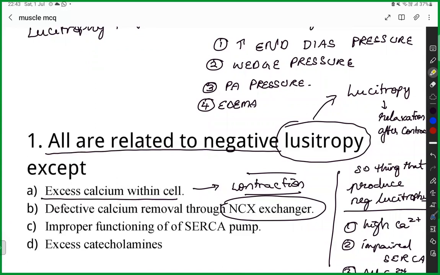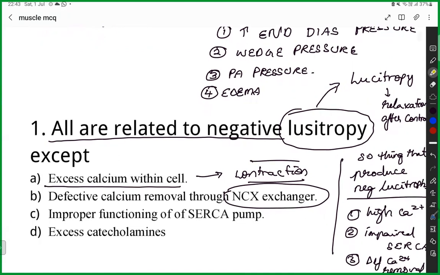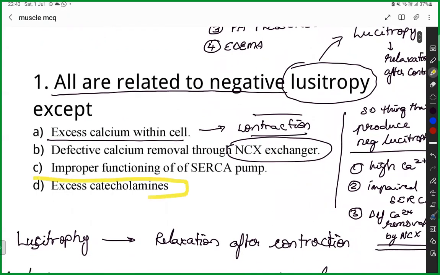Excess of catecholamine, what does it do? We know that norepinephrine is going to phosphorylate your phospholamban. Phospholamban is an inhibiting factor of your SERCA. When this phospholamban is removed, SERCA is going to get activated, with reuptake of calcium. Therefore, there is going to be relaxation. So what is the answer? The answer is excess catecholamine.